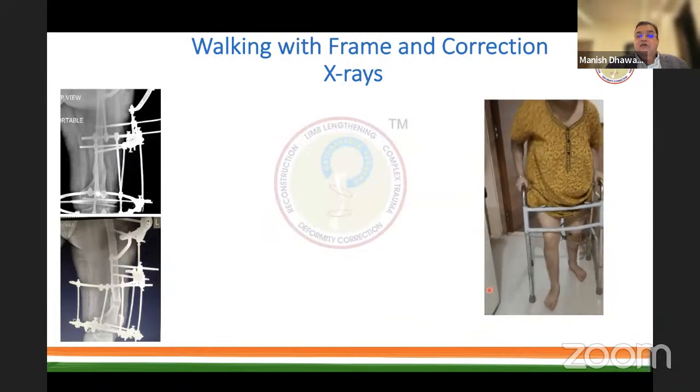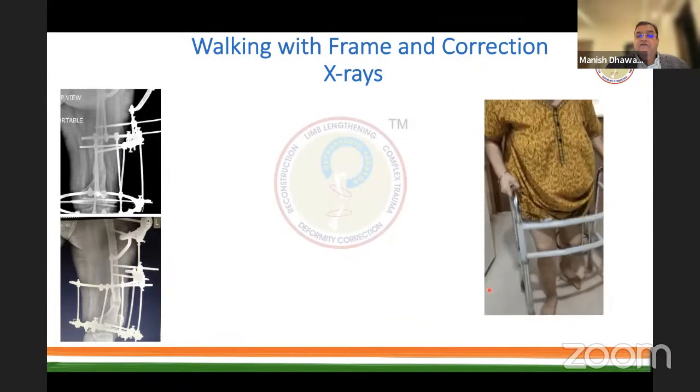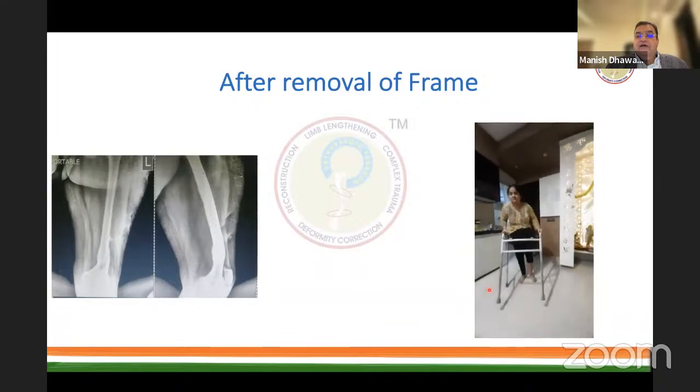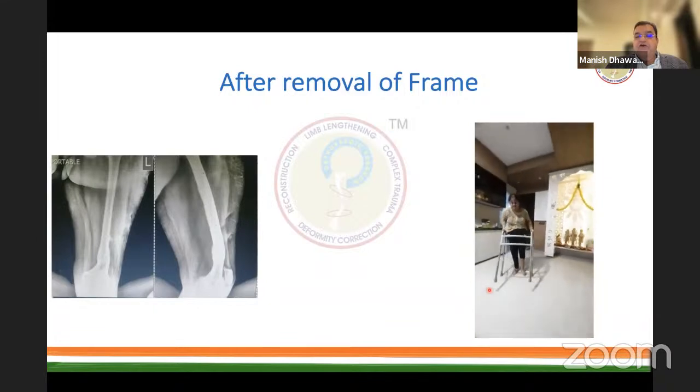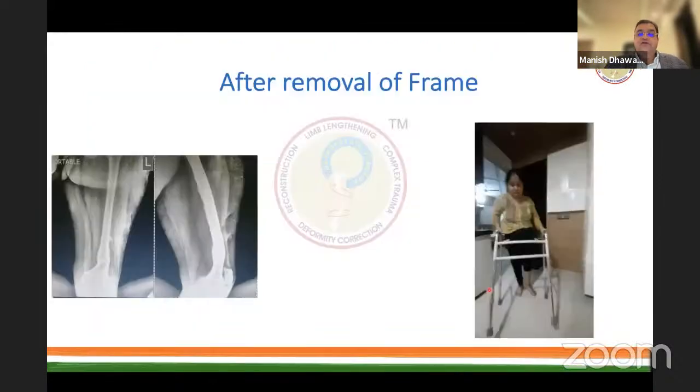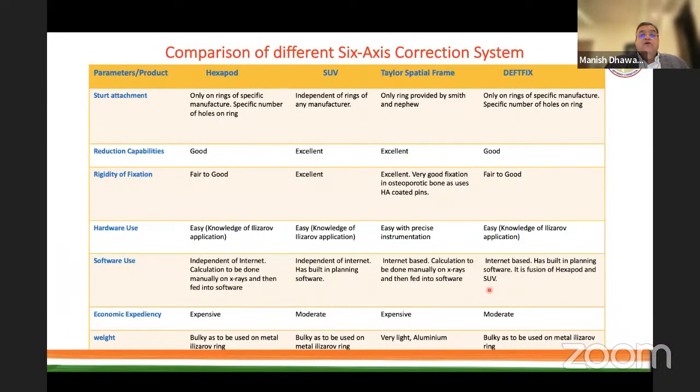This is her walking once I removed the DefFix after correction. I recently removed her frame, so I don't have the video, she has sent me this video. So it is well aligned. She's not putting full weight also. Now this chart is prepared by me.